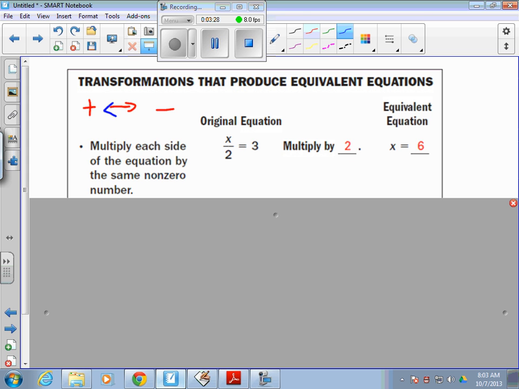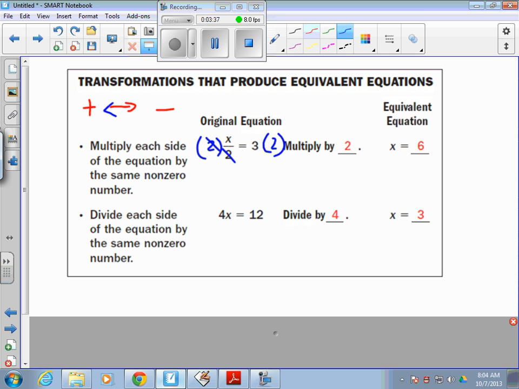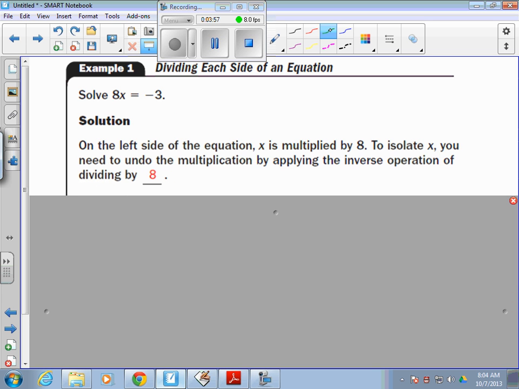When you multiply this side, it'll cancel it out, but you have to do the same thing to the other side because you have to make sure you balance it out. So 3 times 2 gives you 6. The same thing's true with this one. It says 4 times x. Undo 4 times something by dividing by 4. You divide the left by 4, you have to divide the right by 4 as well, and when you divide 12 by 4, you get 3. So x is 3.